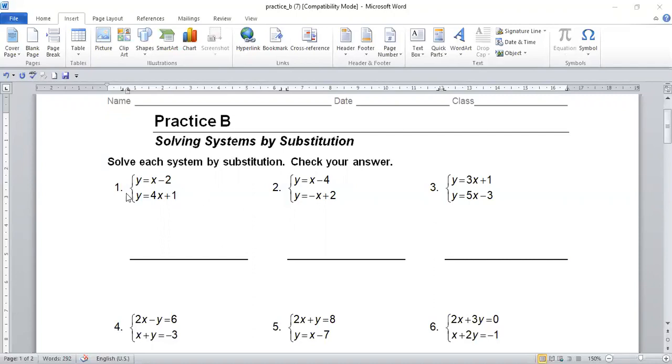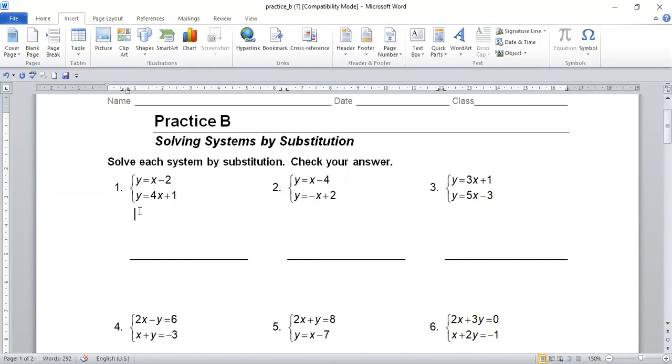So let me start with question number 1. This was your homework. Question number 1 is y equals x minus 2, y equals 4x plus 1. As I always told you, make sure any one of the equations is in the form y equals, which will make your work easier. So here, both of our equations are in that form, right? So that's y equals x minus 2, y equals 4x plus 1. You can take any one equation in place of the y. You can take this part and write it here, or you can take this part and write it here. Any way you solve it, you will get the same answer.